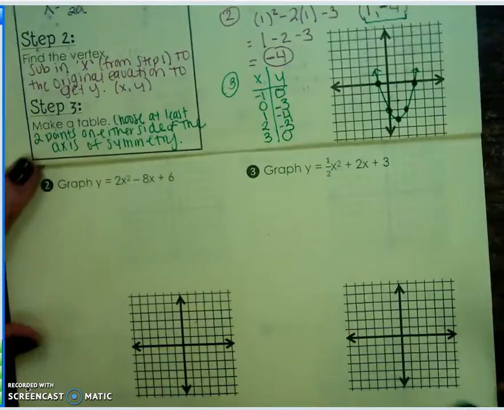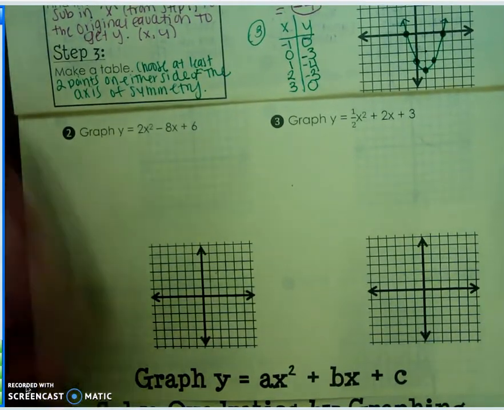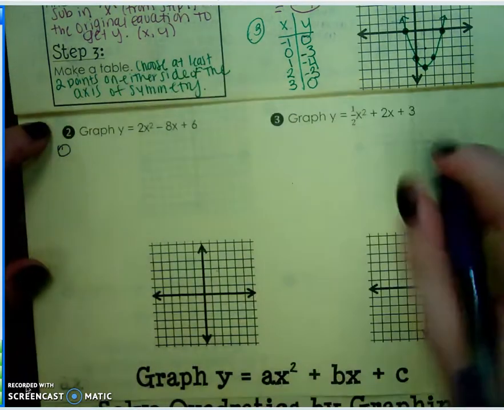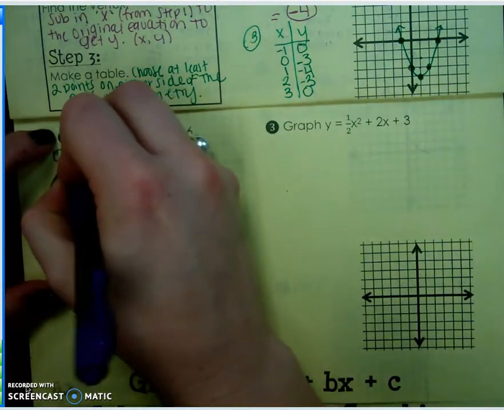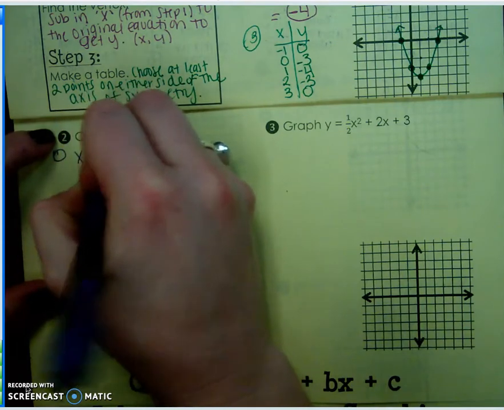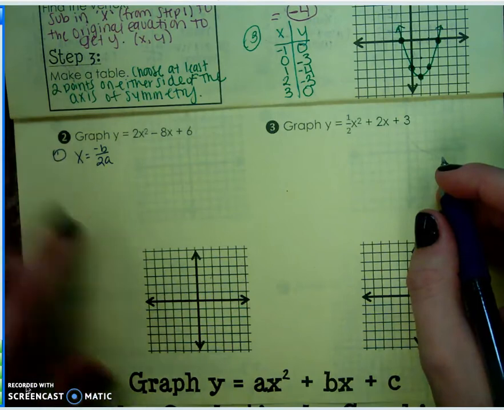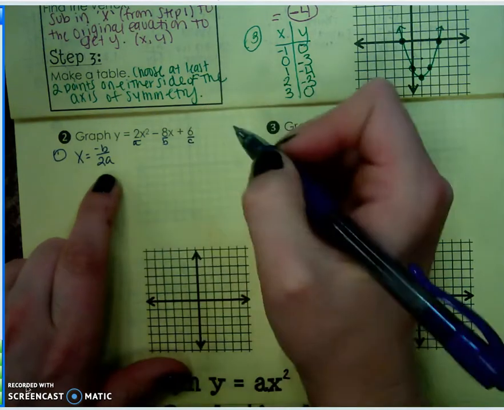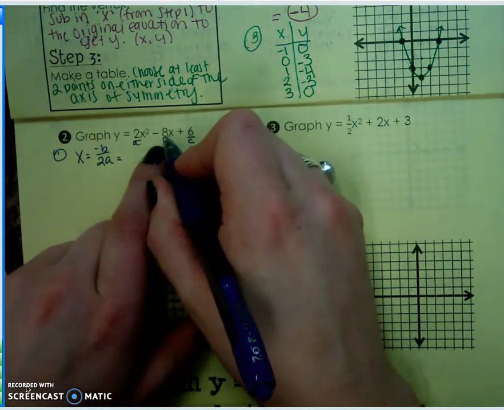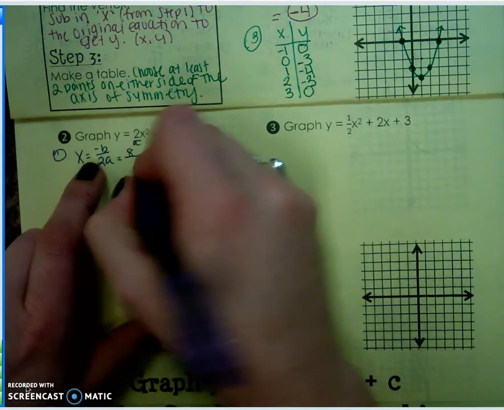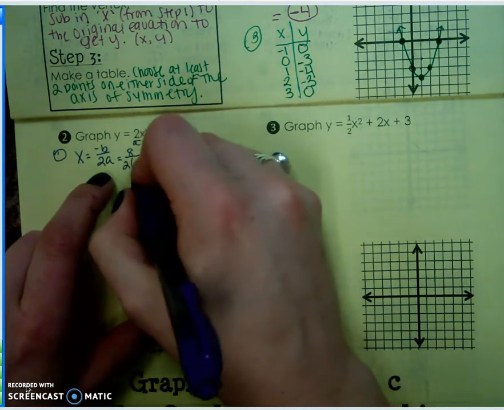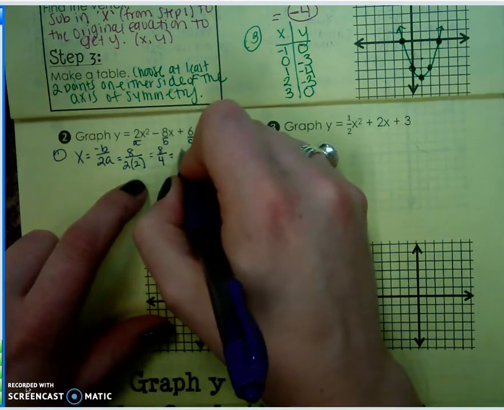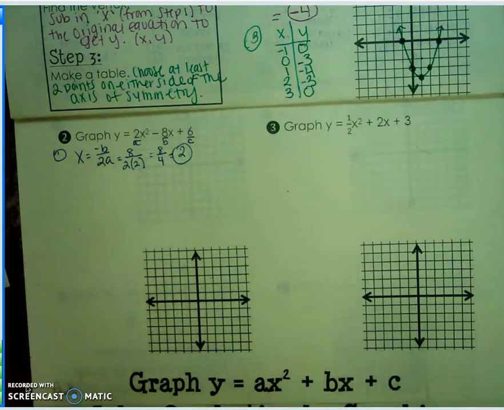All right, so number 2. We're going to do all 3 of those steps again. Step 1 was to find that axis of symmetry. So that means x is negative b over 2a. Let's look at our equation right here. There's the a, the b, and the c. Negative b, well this is negative 8, so the opposite of negative 8 is positive 8, over 2 times a, and a is 2. So 8 over 2 times 2 is 4. 8 over 4 is 2. That's our axis of symmetry.